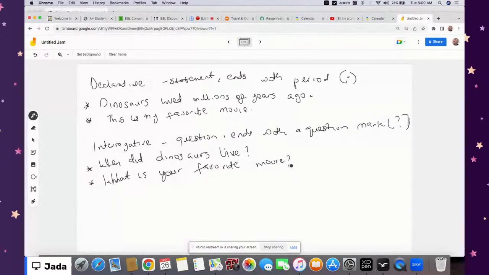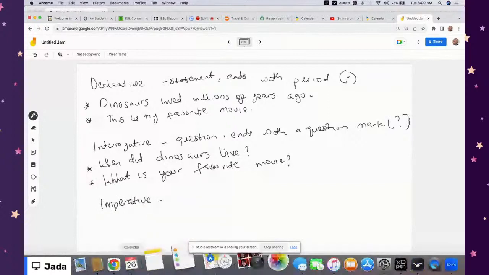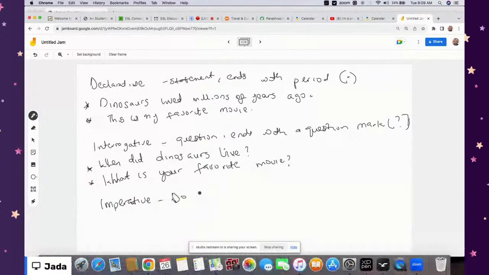Then we have the imperative. So imperative is telling you to do something. So we can say do something or make a request, okay? And it ends with a period. It can end with a period or an exclamation point. Okay, with a period.